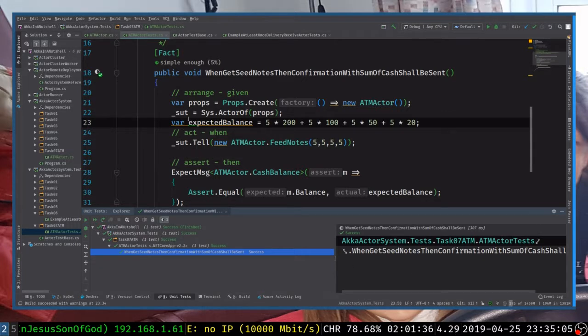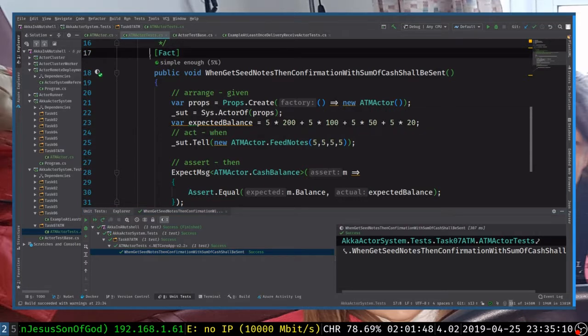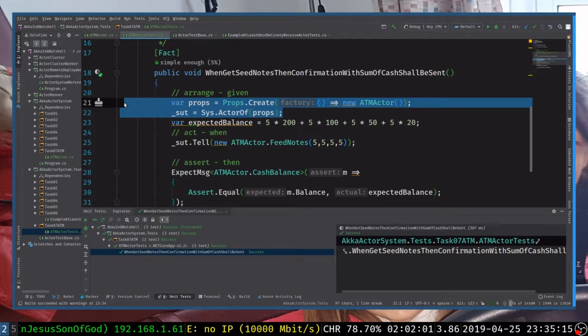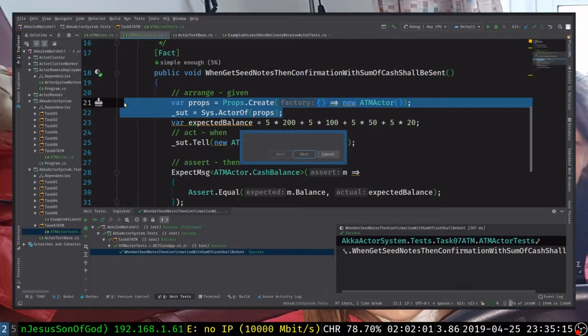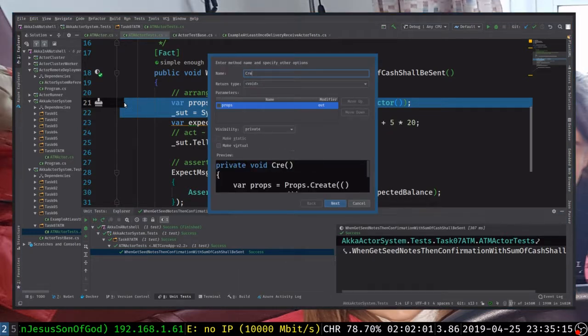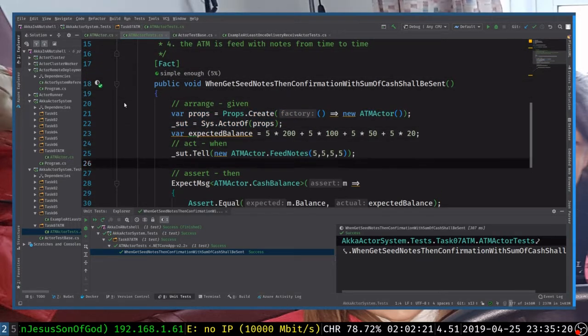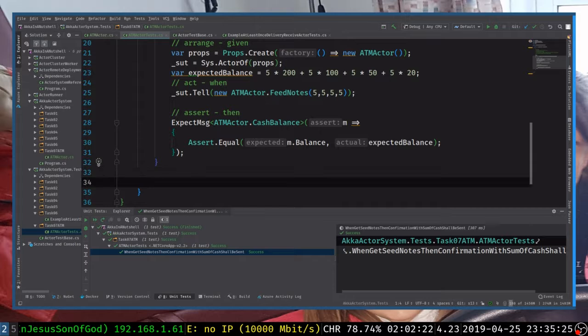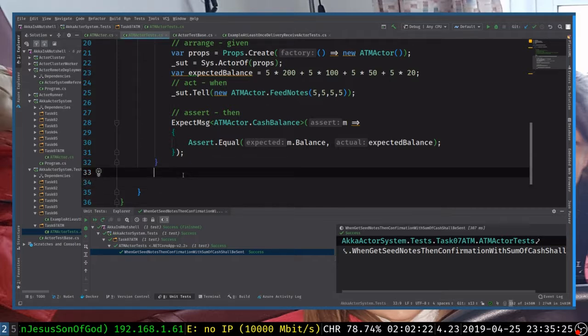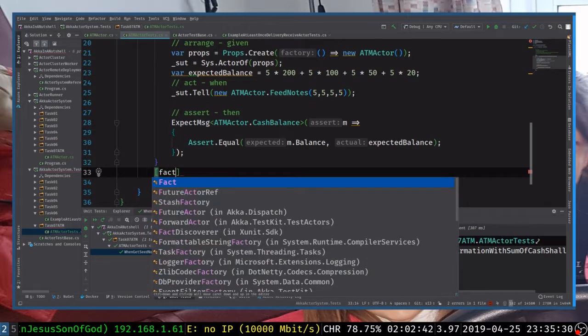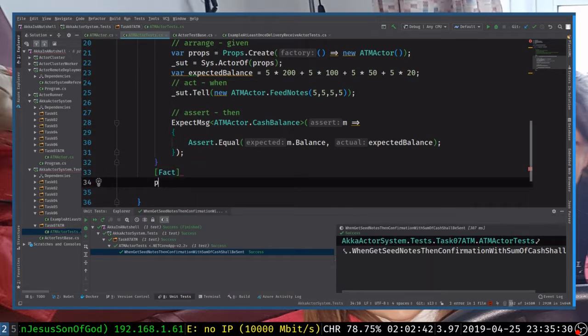Okay, so our test is passing now. What we can do now, we'll create another test validating that the actor sorts correctly. Public fact.